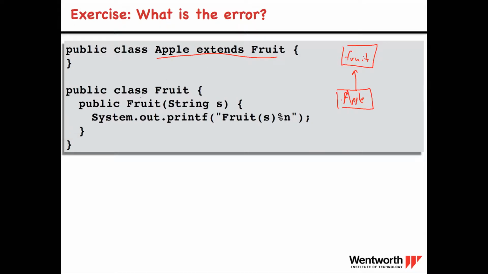Fruit has a constructor that takes a string. Apple doesn't have any code in it at all. But Java automatically puts stuff in here. So I'm going to go into Eclipse, and I'm going to code this up, and we're going to see what the error looks like, because I want to point out what Java automatically does for you.